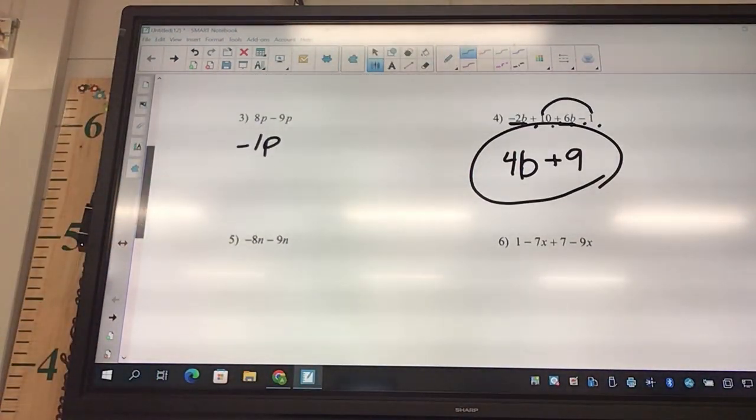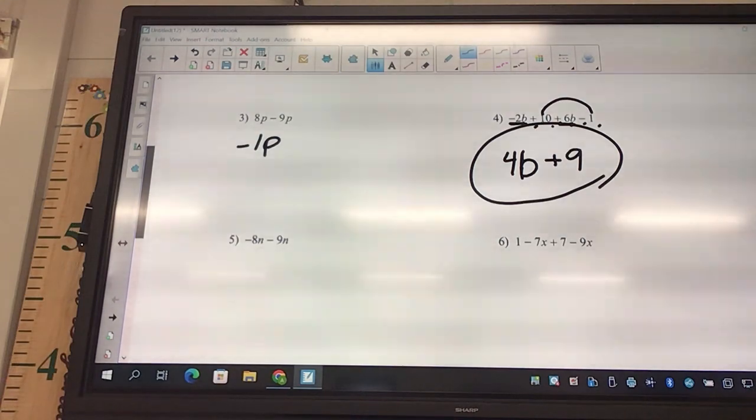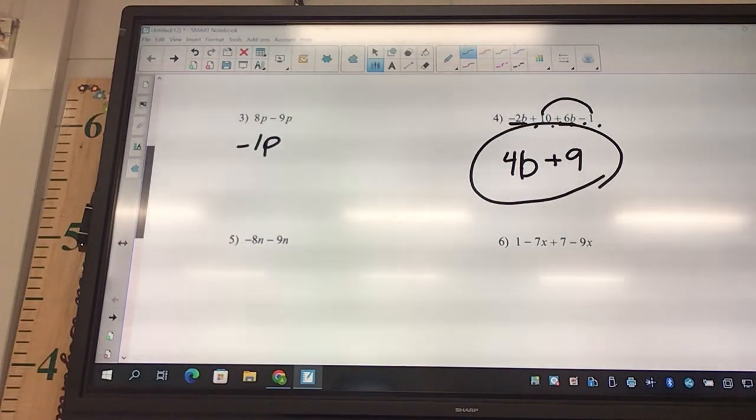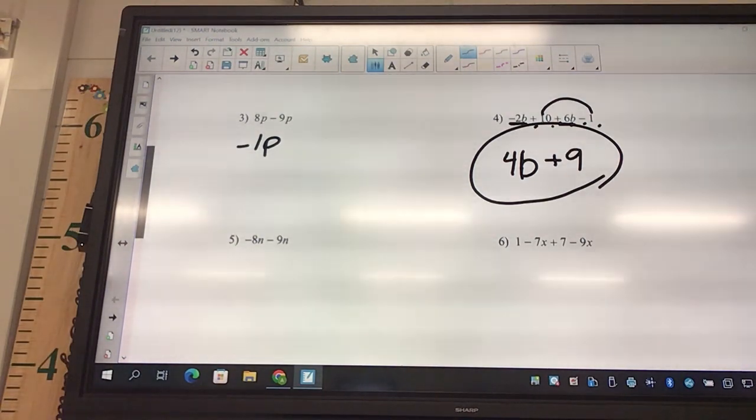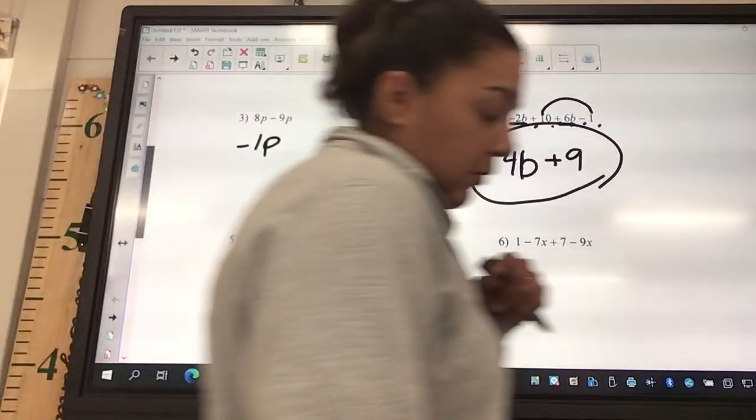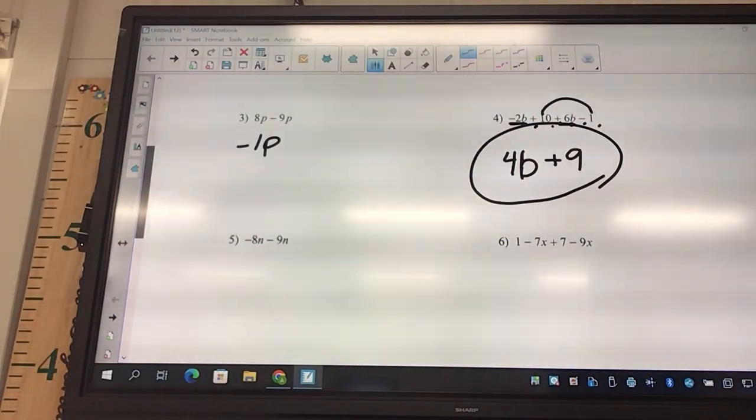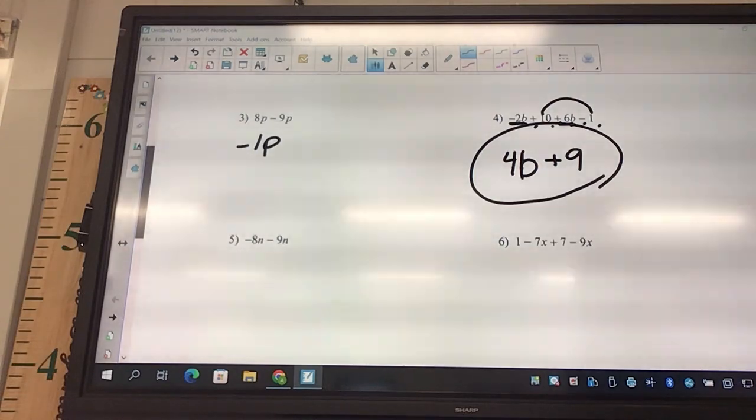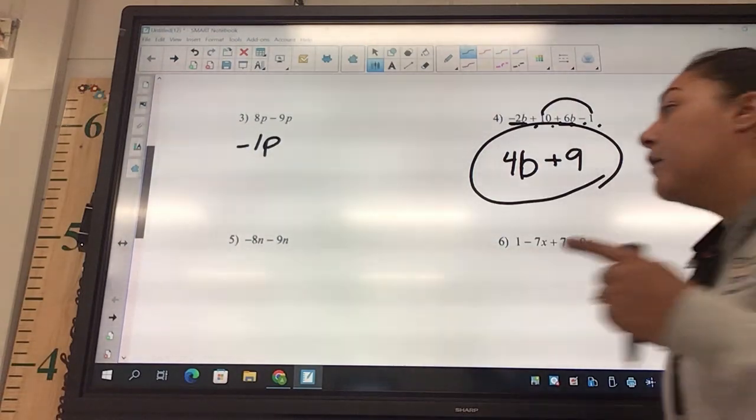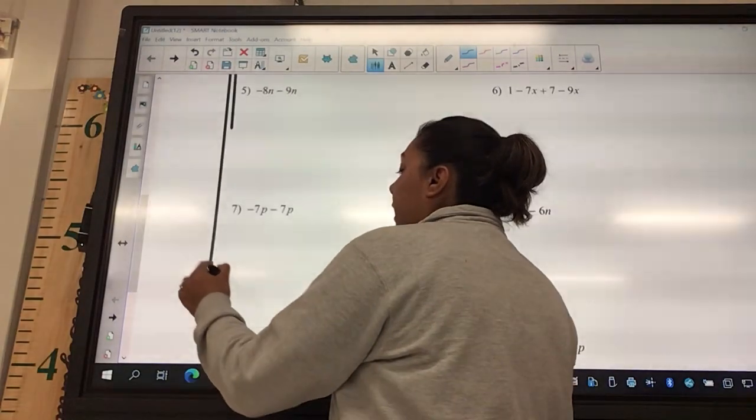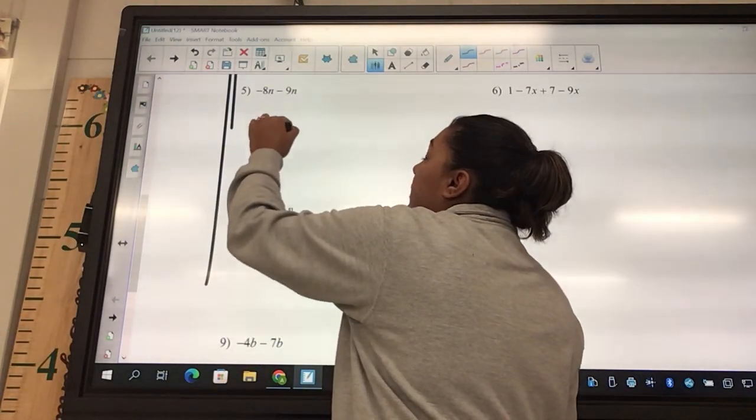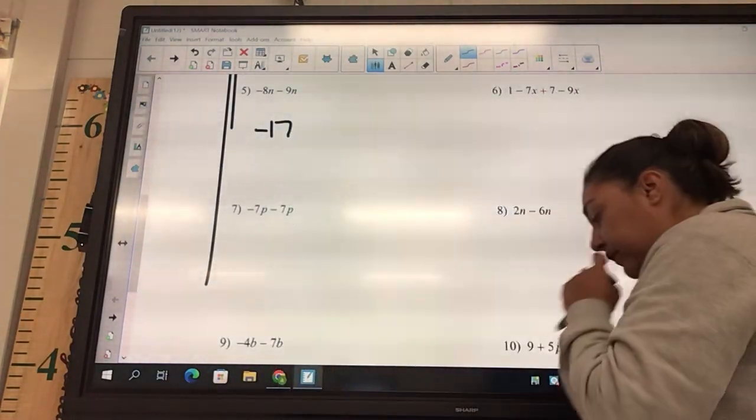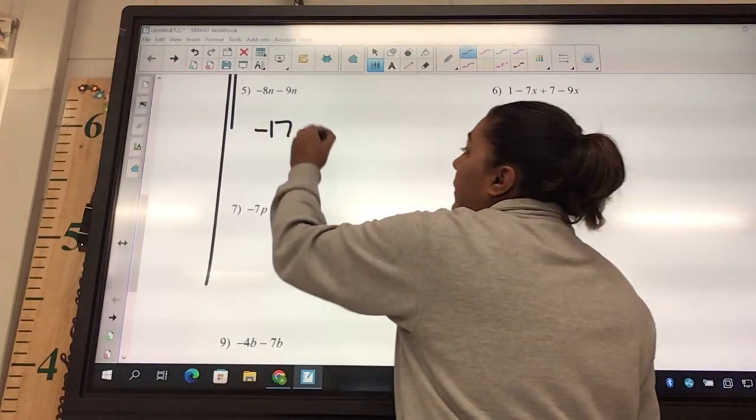Okay, 5. I got negative 8 minus 9. Close. You've got to add them. You're going to add them together. Negative 17. Okay, so I got negative 17. And what's his last name? N. Perfect.